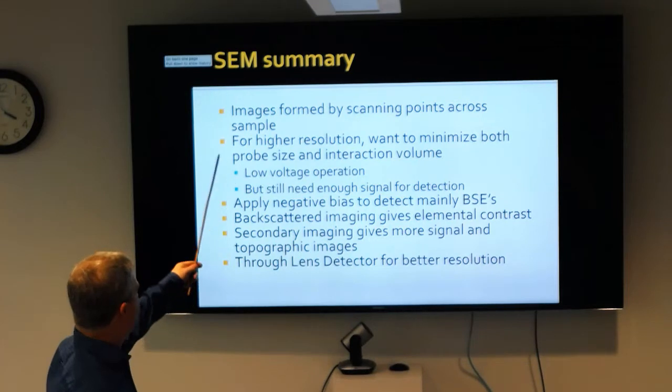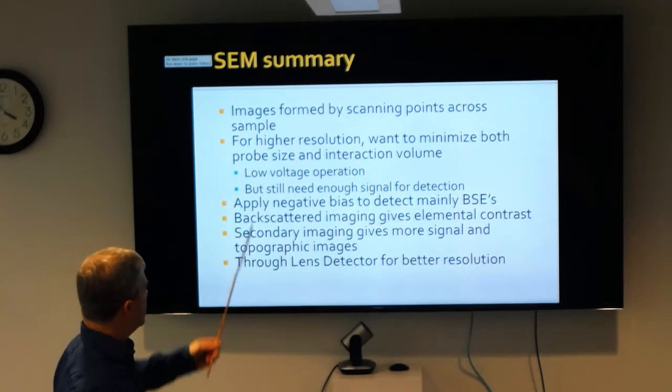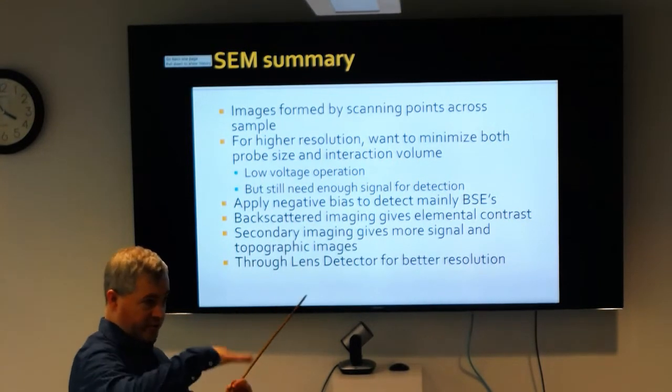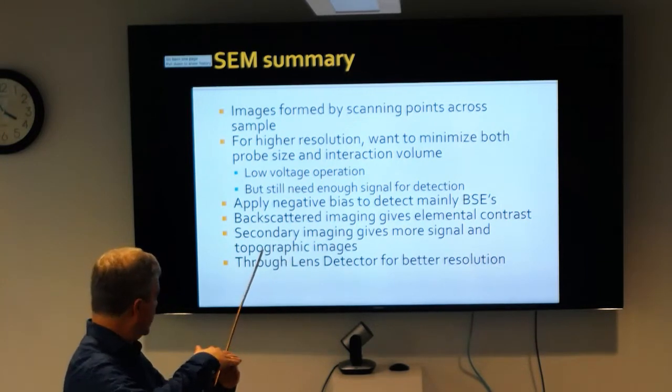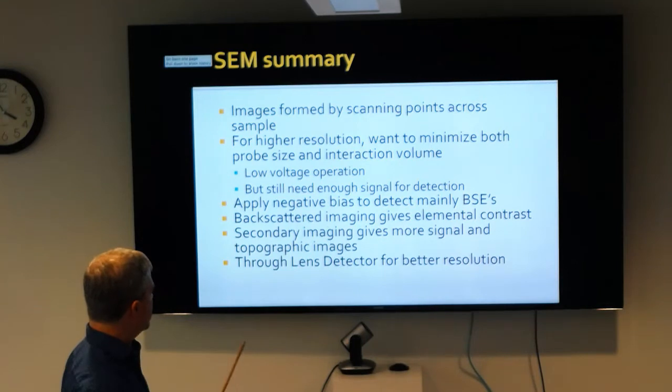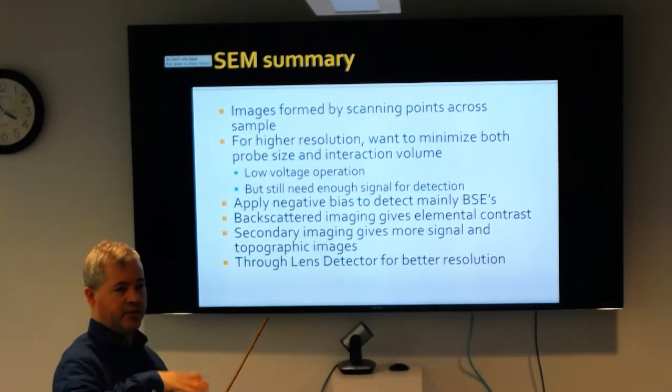So in summary, for the SEM, your image is formed by scanning points across a sample. For high resolution, you want to minimize both the probe size and the interaction volume so that you're just getting the minimum part that it's hitting. So you want to operate at low voltage, but you still need enough signal for detection. The lower the voltage, the less signal you're going to get.